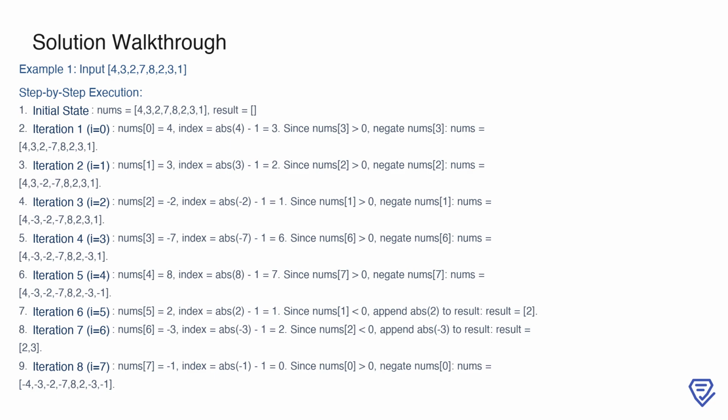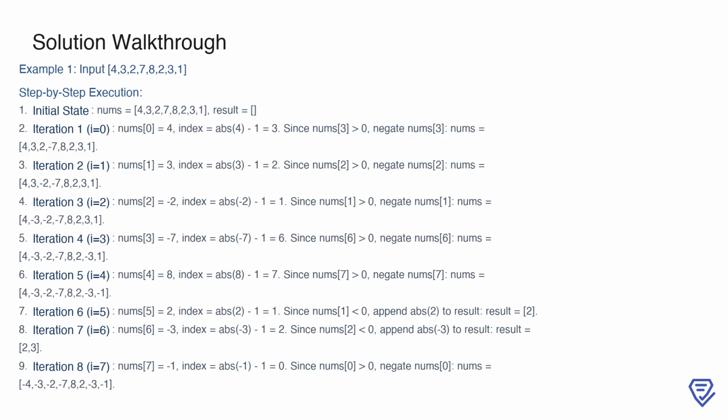4, -3, -2, -7, 8, 2, -3, 1. Then, for 8, the index is 7, and we negate nums[7], giving us 4, -3, -2, -7, 8, 2, -3, -1. Now, we encounter 2 again, but this time nums[1] is negative, indicating we've seen this number before. So, we add 2 to the result list. Similarly, for -3, we find nums[2] is already negative and append 3 to the result.